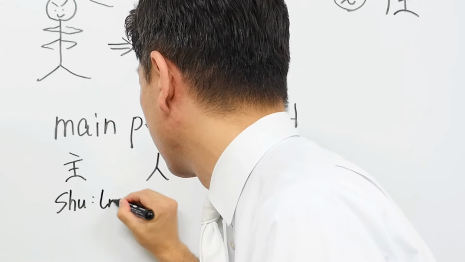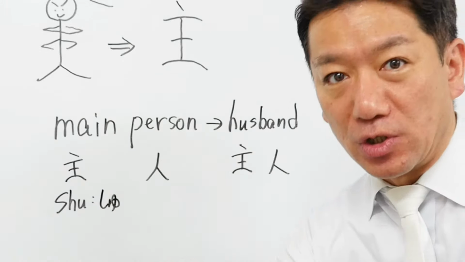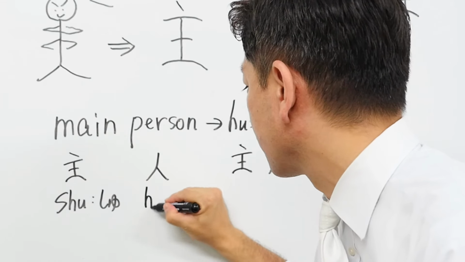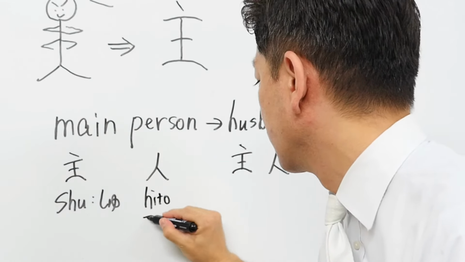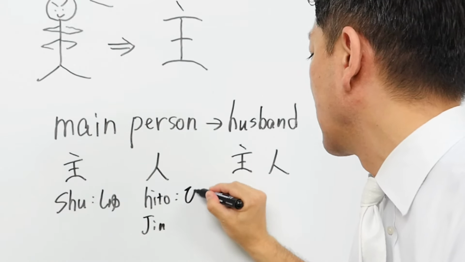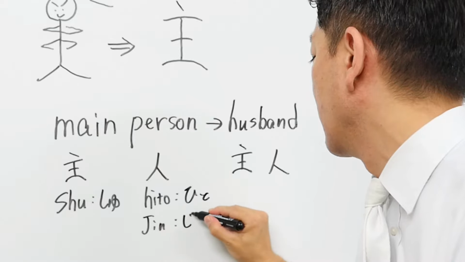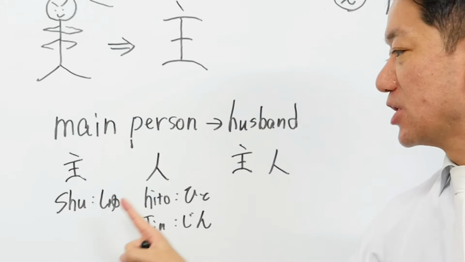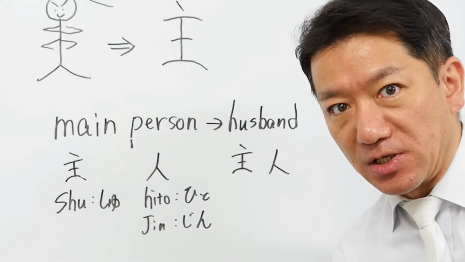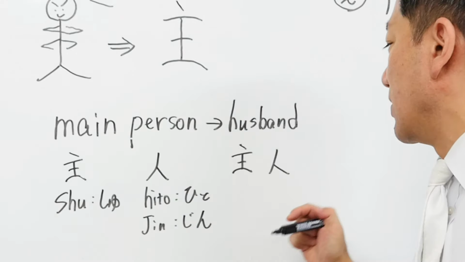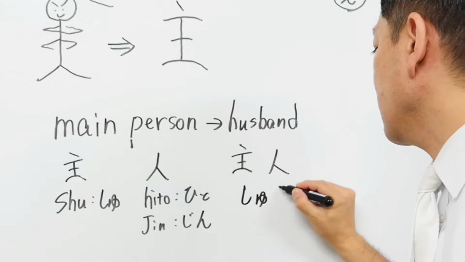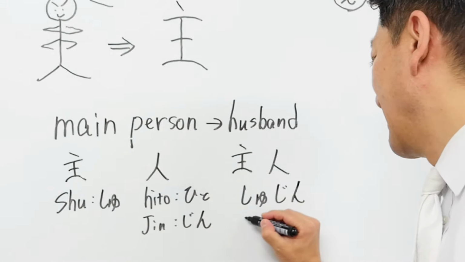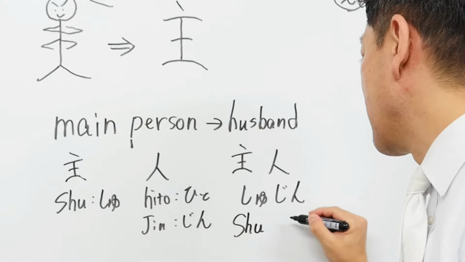Right? And person, I'm sure you're okay with this kanji. Person, this is hito or jin, in hiragana form. So, the combination of these, main person, shu, jin, would be husband. Husband in Japanese is shujin. Shu plus jin, which is shujin, okay? I write it in Roman as well, shujin.